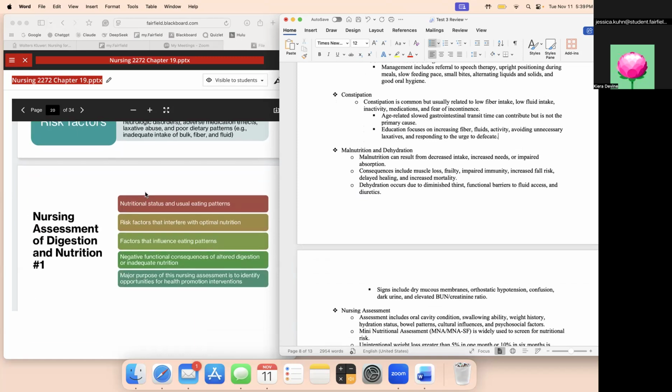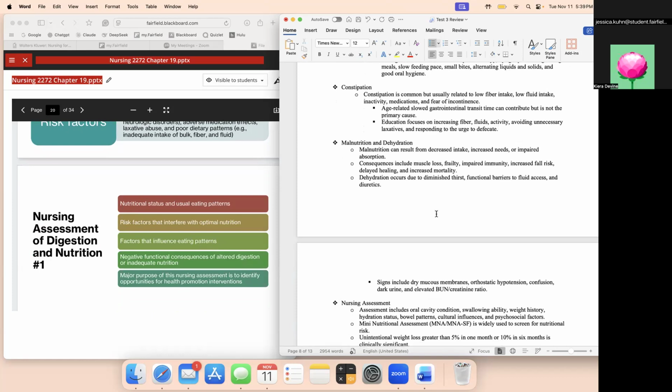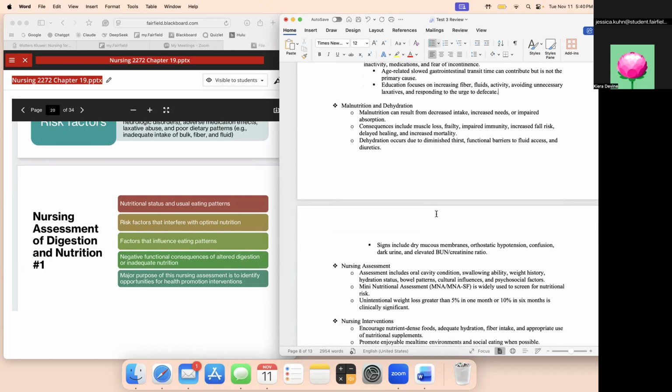Let's see. Malnutrition and dehydration. Malnutrition can result from decreased intake, increased needs, or impaired absorption. Consequences include memory loss, frailty, impaired immunity, increased fall risk, delayed healing, and increased mortality.